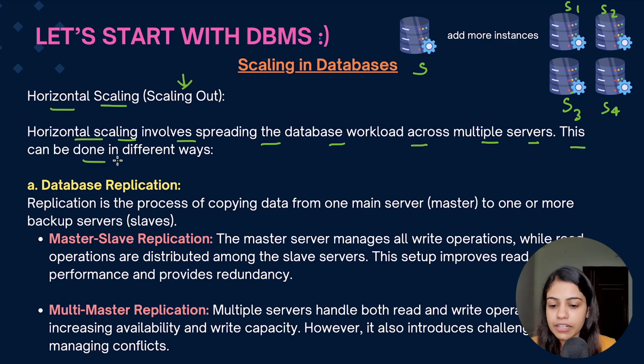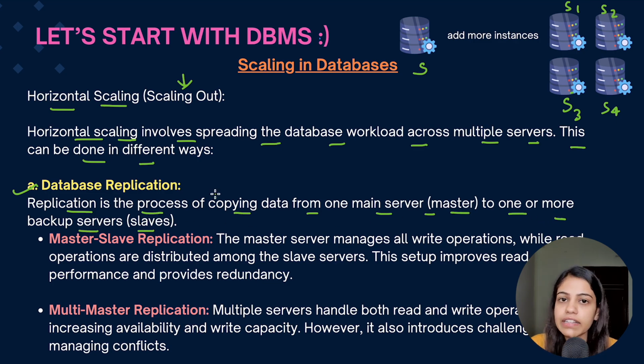Now this can be done in different ways. The first one is database replication. Replication is the process of copying the data from one main server, the master, to one or more backup servers, the slaves. I told earlier that in database replication, we deal with the master-slave architecture, where the master handles all the write operations and the slaves handle all the read operations. So in master-slave replication, the master server manages all the write operations, while the read operations are distributed among the slave servers.